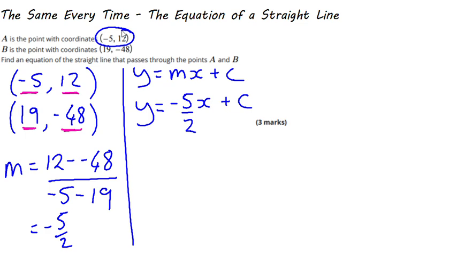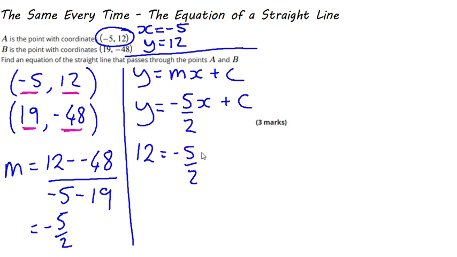The line passes through the point -5, 12. So that tells me that when x equals -5, y equals 12. So in my equation, everywhere that I see an x, I'm going to put -5, and everywhere I see y, I'm going to put 12. So 12 equals -5 over 2 times my x, which was -5, plus c.